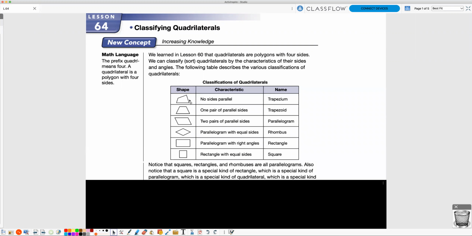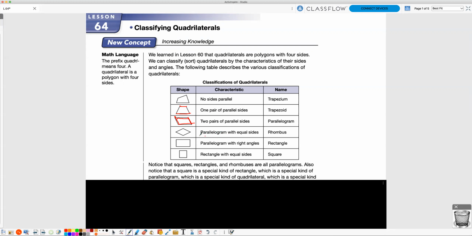So we have trapeziums, which have no sides parallel at all. We have a trapezoid, which has one pair of parallel sides, while the others are not. There's a parallelogram, which has two pairs of parallel sides. So these are parallel, and these sides here are parallel.